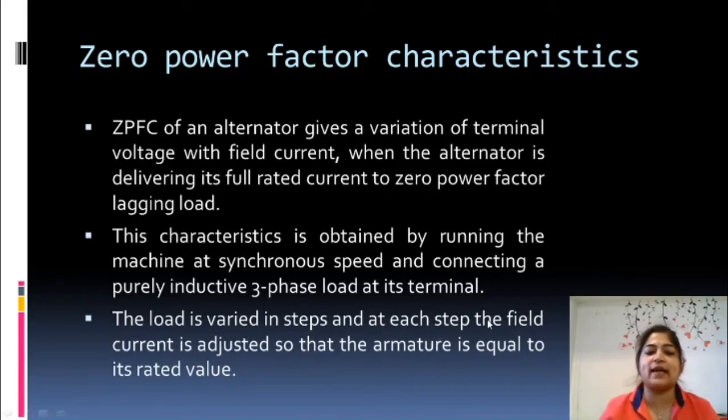For the zero power factor characteristics, you need to change the load at every step, and you need to maintain the armature current constant with the help of field current. So you will adjust the field current so that every time the load is changing, the armature current remains constant. And hence you will note down the terminal voltage as well as field current.